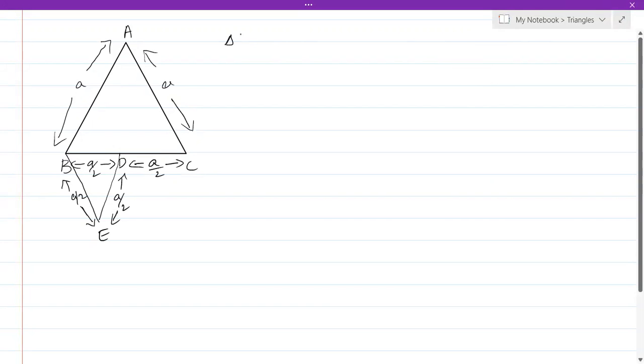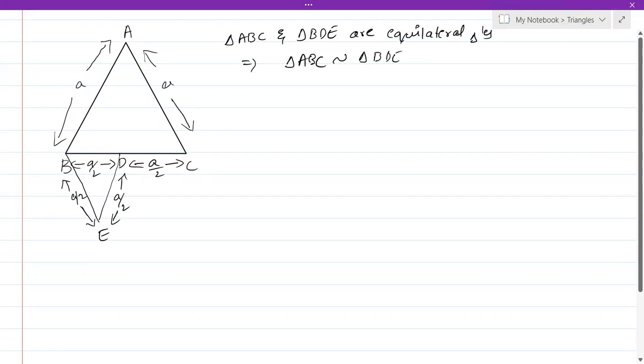So triangle ABC and triangle BDE are equilateral triangles, which implies triangle ABC is similar to triangle BDE using the AAA criteria, because all the angles are equal to 60 degrees. So if you find the ratio of areas, area of triangle ABC by area of triangle BDE will be equal to the squares of the ratios of corresponding sides.